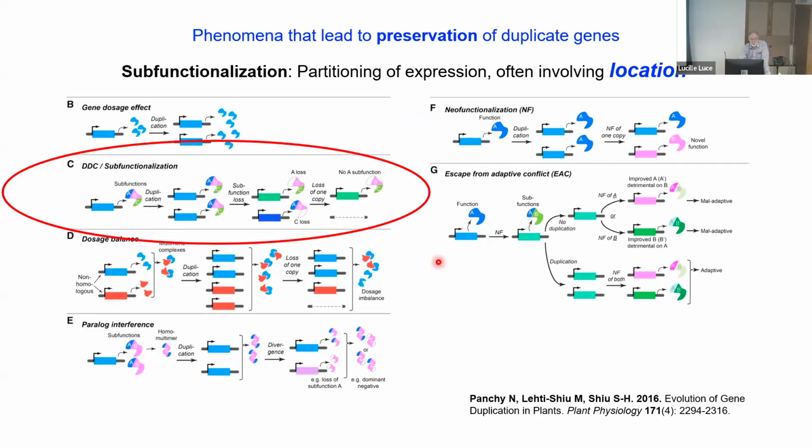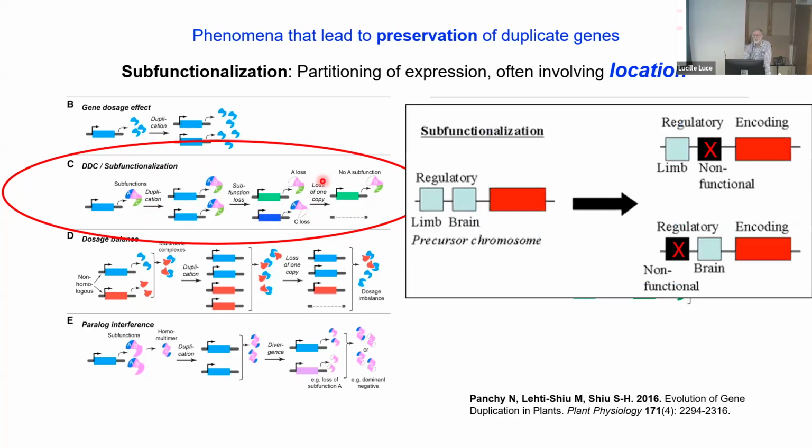Subfunctionalization is also involving function, but usually we think of it as being partitioning of expression involving location. So in this model, a gene has multiple functions, and then these are partitioned such that one gene is doing some of the functions, the other doing the others. This diagram is not as good, I think, as this one here. This is a little simpler.